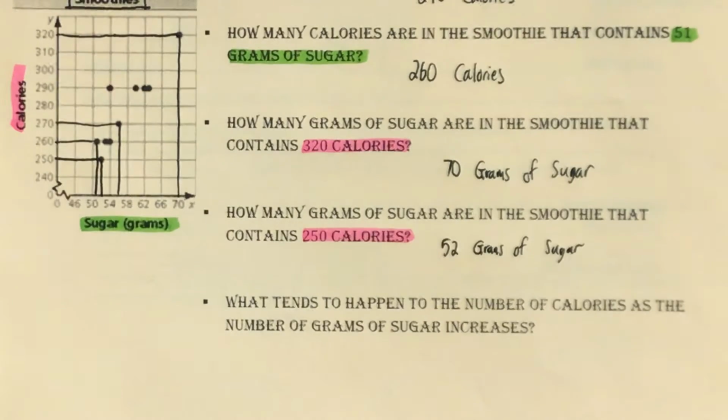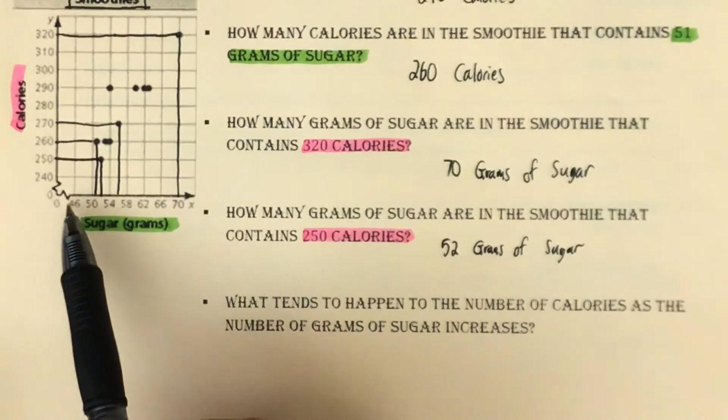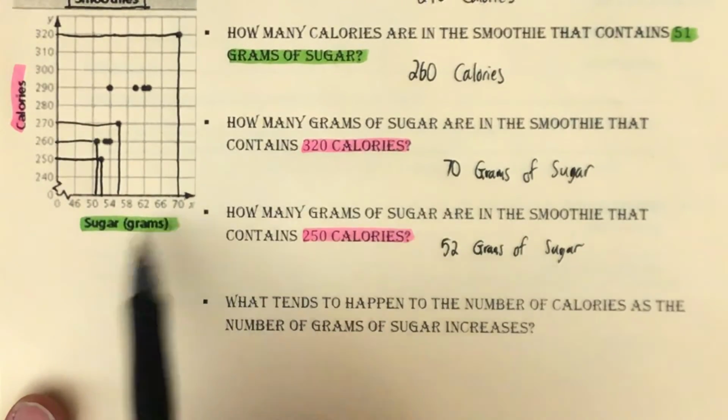All right, and then the last question they've asked us is they've asked us now to take some of this information from this scatter plot and to make some extractions from it and to kind of learn what was happening with these smoothies. So the question asks, what tends to happen to the number of calories as the number of grams of sugar increases? So as I move right on the x-axis, the sugar grams become more. What's happening to the calories?